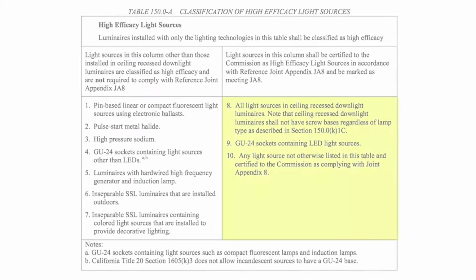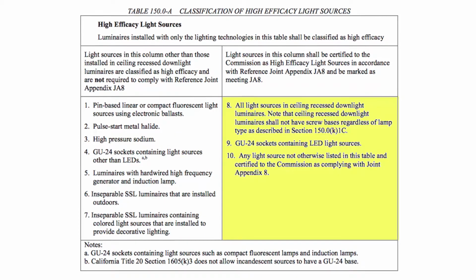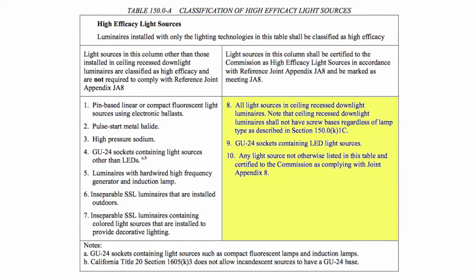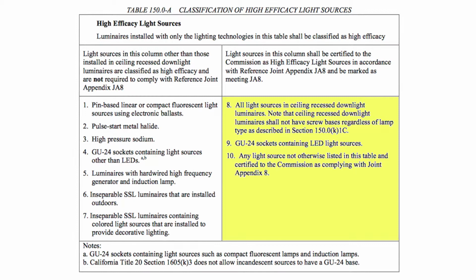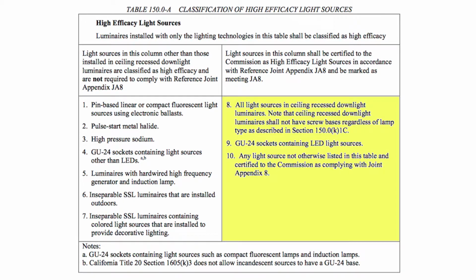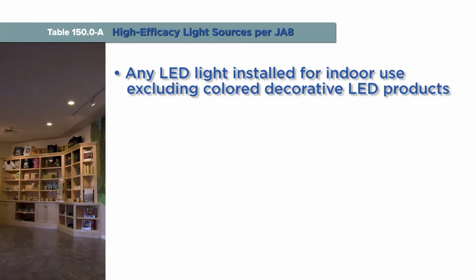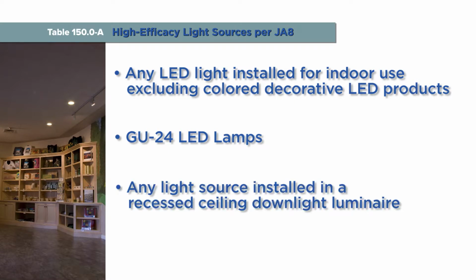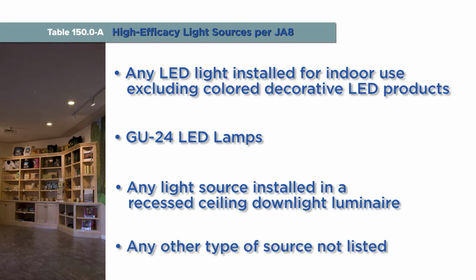The column on the right of Table 150.0-A shows light sources which must meet JA8 requirements and be certified to the Energy Commission. These are any LED light installed for indoor use, excluding colored decorative LED products, GU24 LED lamps, any light source installed in a recessed ceiling downlight luminaire, and any other type of source not listed in Table 150.0-A.